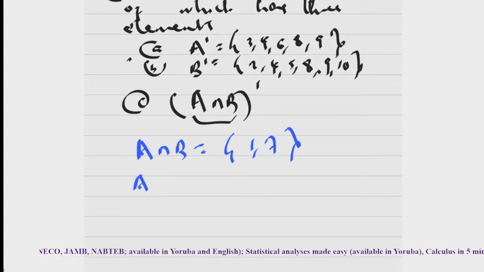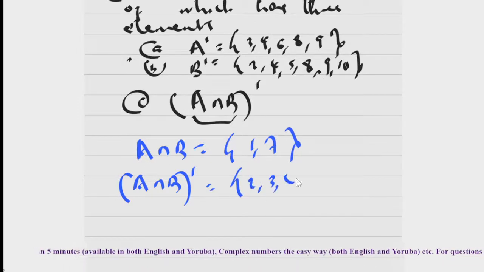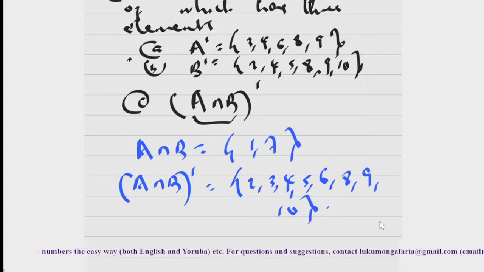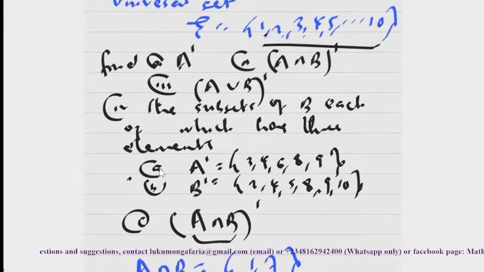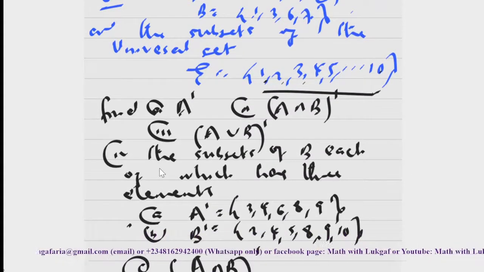Then my A intersection B complement is the elements in the universe set, which ranges from 1 to 10, that are not in A intersection B. What are they? That's 2, 3, 4, 5, 6, 8, 9, 10. You understand now?